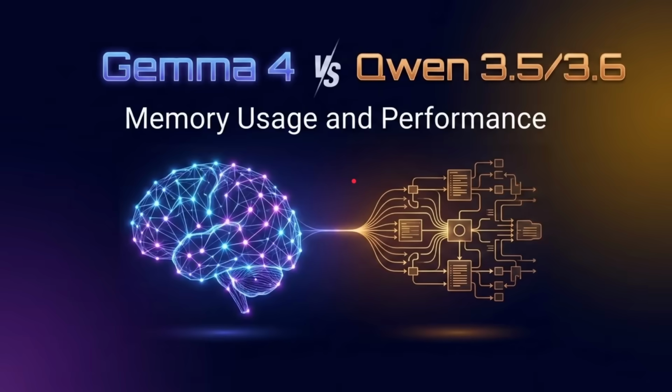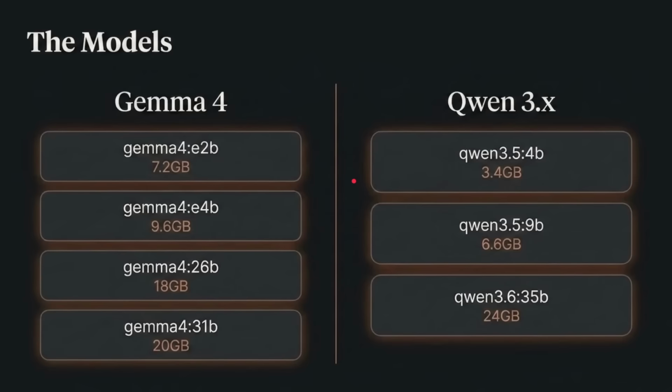Okay, so let's get into this then. We're going to be looking at 7 different models from 2 different families. We've got Gemma 4 from Google, and then there are different variants of that. You've got the effective 2 billion version, the effective 4 billion parameters version, the 26 billion parameters version, which is a mixture of experts one, and the 31 billion parameters, which is a dense one.